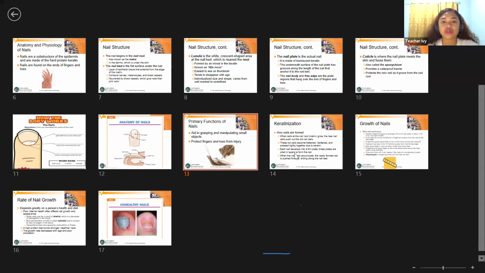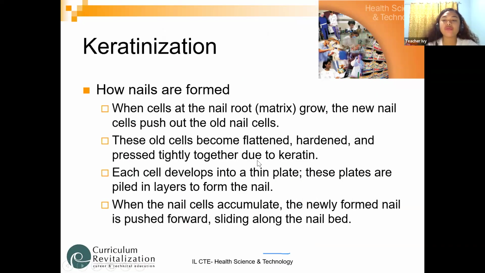Okay, now let us proceed to the next one. We have keratinization. Now, what is keratinization? What is the purpose of the keratinization? I know for sure from our last meeting, you already heard the word keratinization or keratin from the lesson which talks about the parts of the skin. Now, keratinization is the one responsible for how nails are formed. It means that without the keratin or without keratinization, our nails would not be formed.